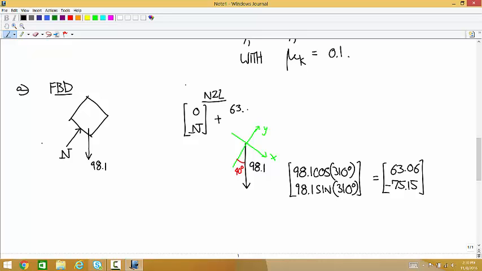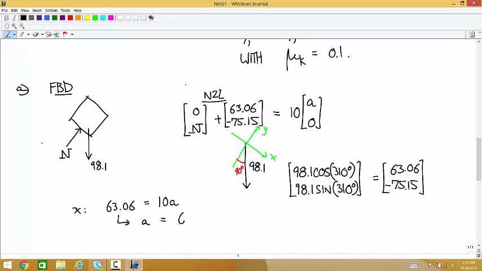So the weight force is 63.06, negative 75.15. And those two forces add up to the mass times the acceleration. So we have two equations. The x equation says 63.06 is equal to 10a. So a is equal to 6.306. I'll just write it as 6.31 meters per second squared.